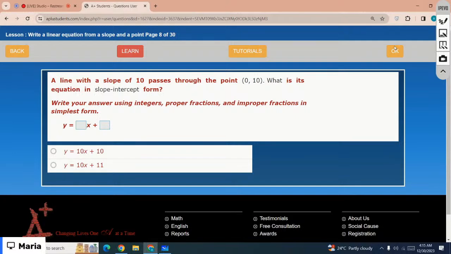A line with a slope of 10 passes through the point 0, 10. What is its equation in slope intercept form? So which is the correct option? Which is the correct option?